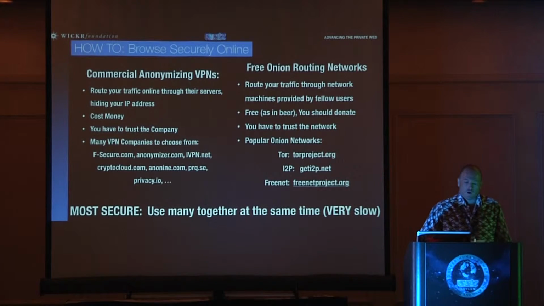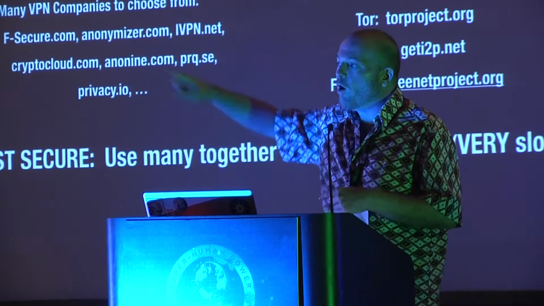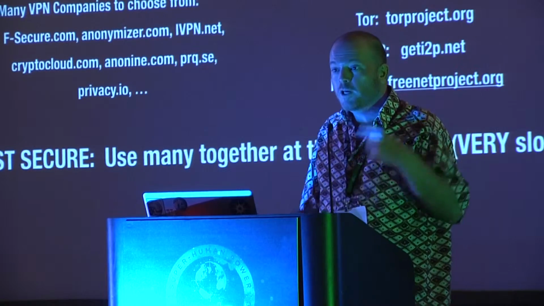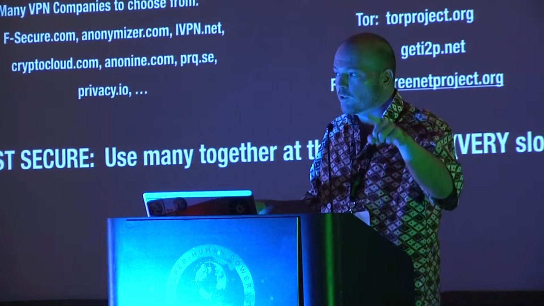How do I browse securely online? There's a couple options. Commercial anonymizing VPNs and onion routing networks will protect your traffic from people in the middle, but don't protect your traffic from the people that they're talking to. So even if I had a Tor or a VPN running with my WebMD app, I still would have sent all of that information to all of those people. Just because your connection is encrypted does not mean that the person you're talking to can be trusted.